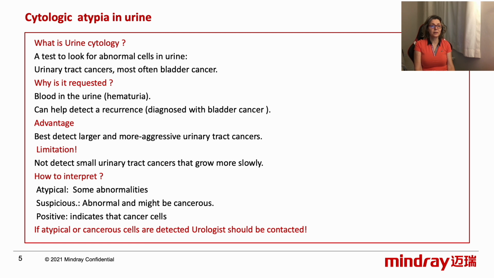What is urine cytology? A test to look for abnormal cells in urine, urinary tract cancer, most often bladder cancer. Why is it requested? Blood in urine, hematuria, and it can help detect a recurrence in those diagnosed with bladder cancer. Advantage: best detects larger and more aggressive urinary tract cancers. Limitation: does not detect small urinary tract cancers that grow more slowly.